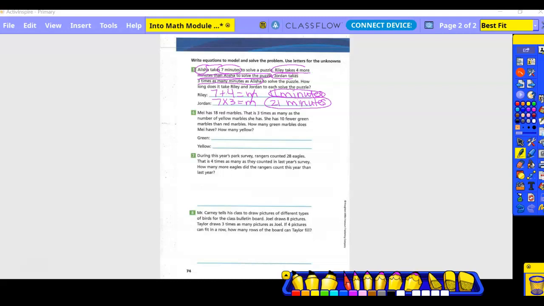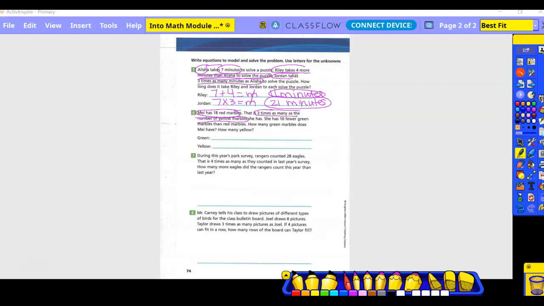Number 6. May has 18 red marbles. That is 3 times as many as the number of yellow marbles she has. Okay? She has 10. So let's find the yellow marbles real quick. They kind of did this backwards. So 18 red marbles and then 3 times for the yellow. Okay? So that is 3 times as many.